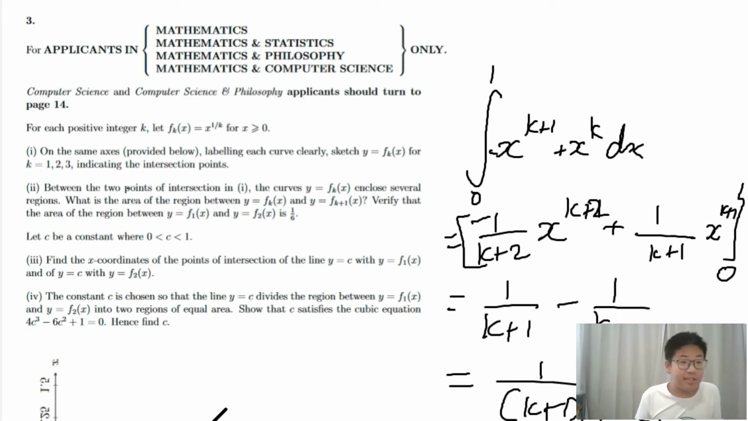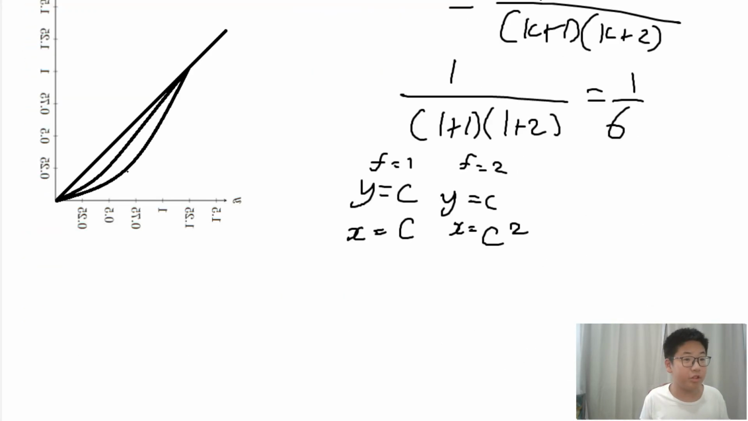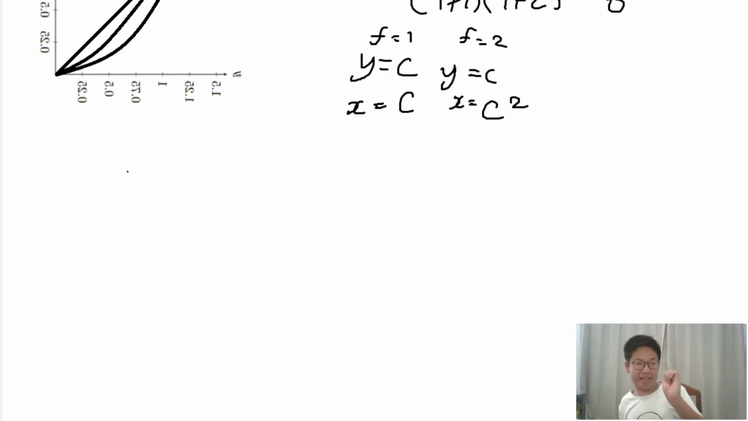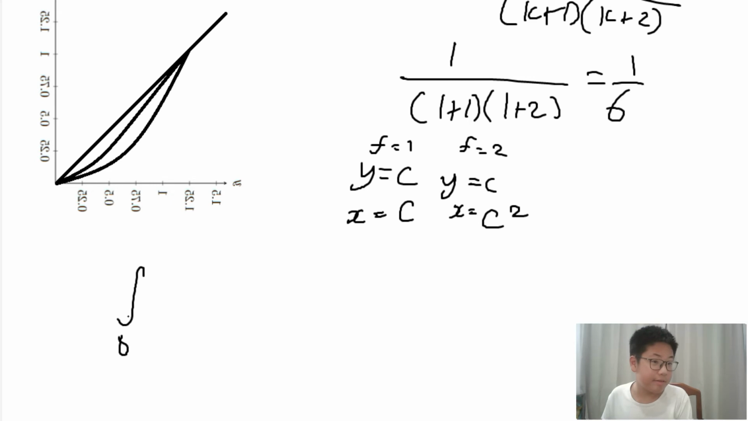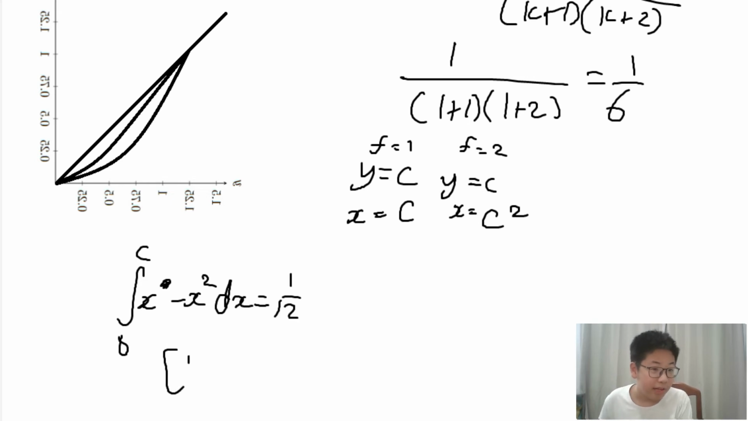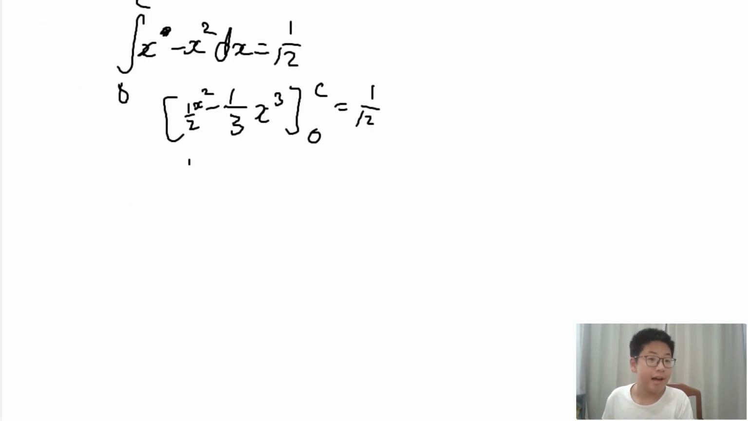The constant c is chosen such that the line y equals c divides the region between the curves y equals f_1(x) and y equals f_2(x) into two regions of equal area. Now that's where we use our integration powers. So the integral from 0 to c of (x minus x squared) dx equals 1/12. So half x squared minus 1/3 x cubed, from 0 to c, equals 1 over 12. This means half c squared minus 1/3 c cubed equals 1/12.